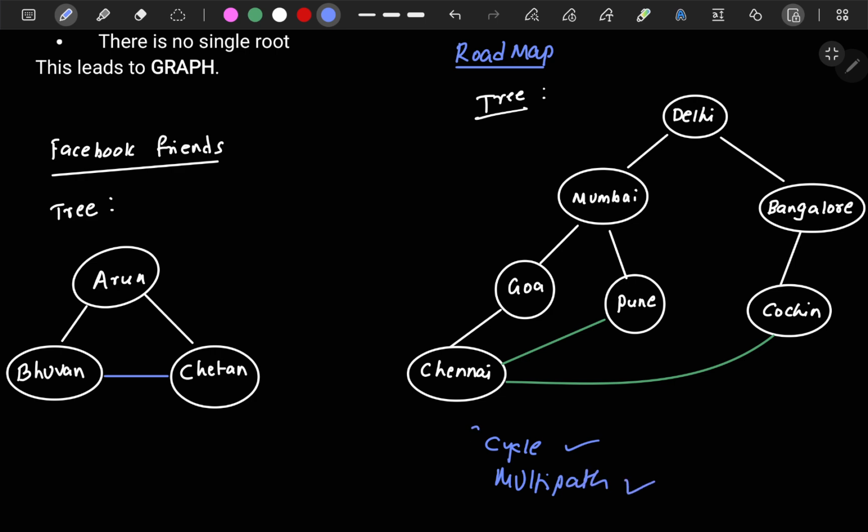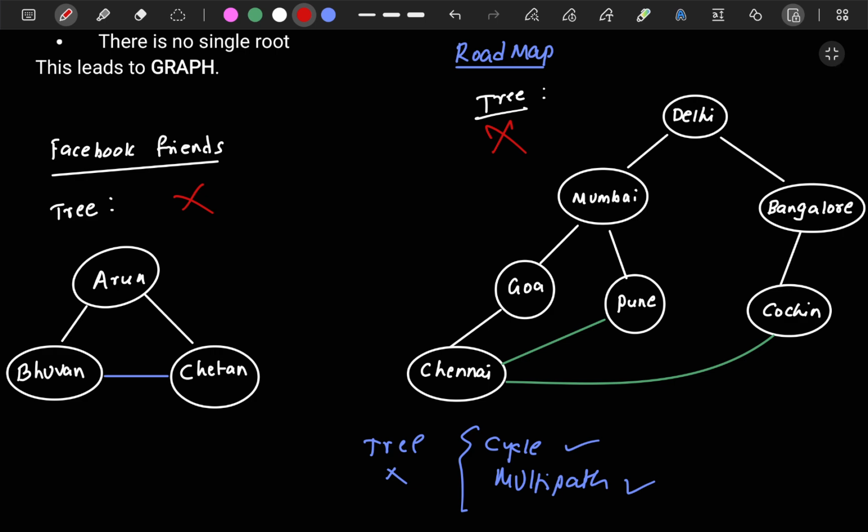Okay, and both of these properties should not be there in a tree. But if you want to represent real life data, or a real world roadmap, then you have to take this data into consideration, which is not possible with a tree data structure. Are you getting it? That is why the tree data structure fails here also. So that's why we need one more data structure, that is graph.